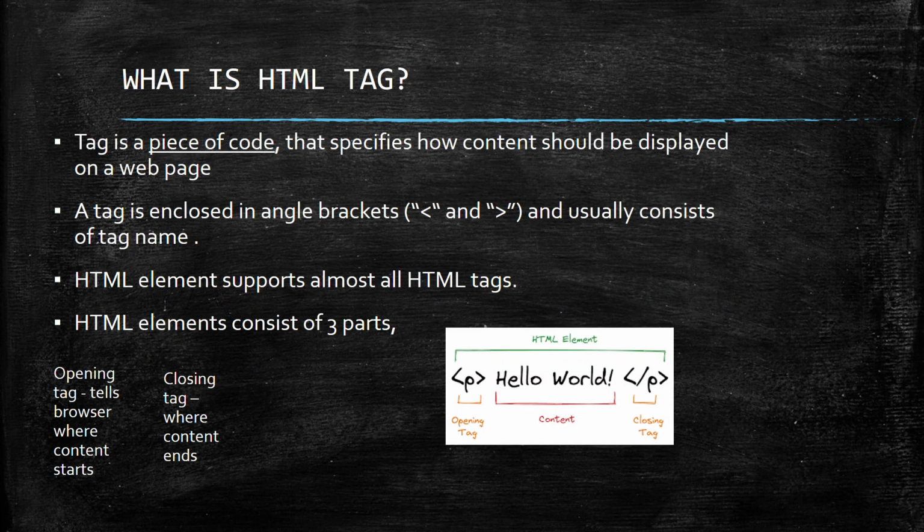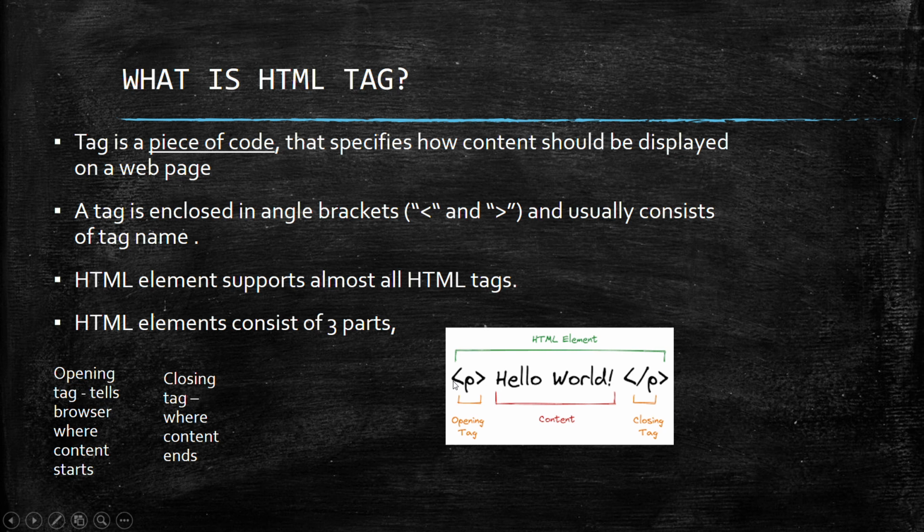Now let's talk about HTML tags. A tag is nothing but a piece of code that specifies how content must be displayed on your web page. The tag is enclosed in between angular brackets and consists of a tag name. An HTML element consists of three parts: an opening tag, a closing tag, and in between them, the content that is specified. The opening tag, the closing tag, and the content, all three constitute an HTML element.